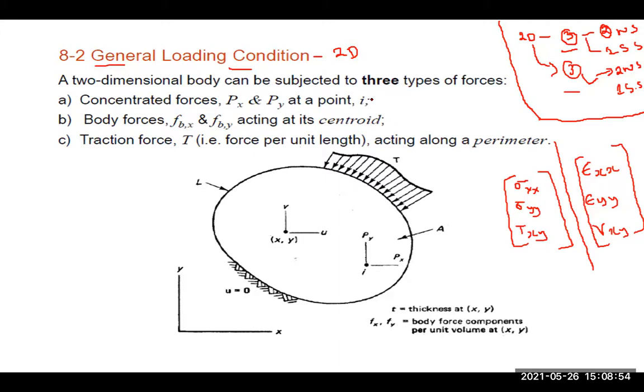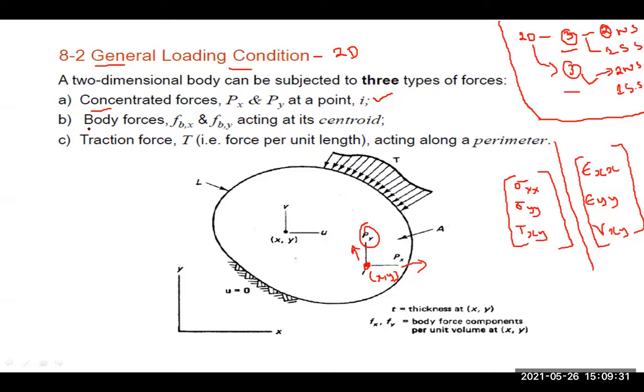One is called a concentrated load at point I. Let us say this is the two-dimensional member, and I is a point on it. It may be subjected to loads in x and y only. In the x direction it is possible to apply a point load, and in the y direction it is possible to apply a point load. That is called the concentrated load or point load. The concentrated forces are called Px, Py at a point I. This is one of the possible loading conditions.